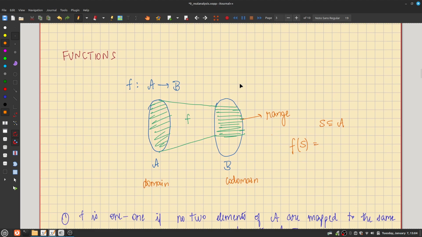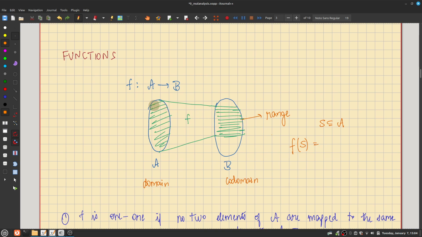Okay, that will be jumping ahead. So again, let's recall some basic terminology and definitions related to functions. So what is a function? A function is a mapping from one set to another. So I'll denote this mapping as f from this set A to this particular set B. So for every element in A, f assigns some element in B. The set A is called the domain, and the set B is called the codomain of the function f.